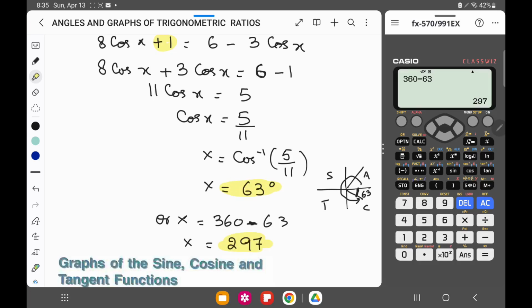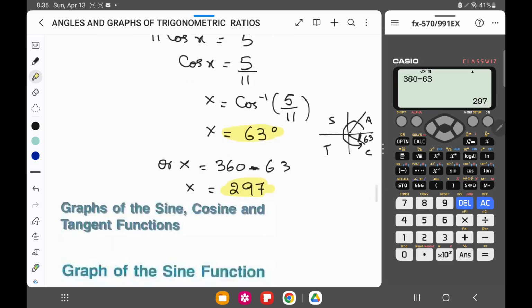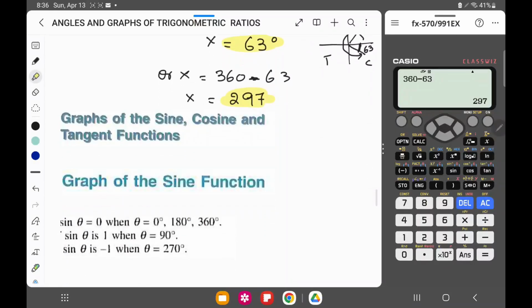I hope you understood. I did so many examples, and I told you how to find the basic angles and how to calculate the angle whenever it's in the first or the second or the third or the fourth quadrant, and in which quadrants these trigonometric ratios are positive or negative, or when the angle is negative, then what do you do? Okay, now the graphs of sine, cos and tan.